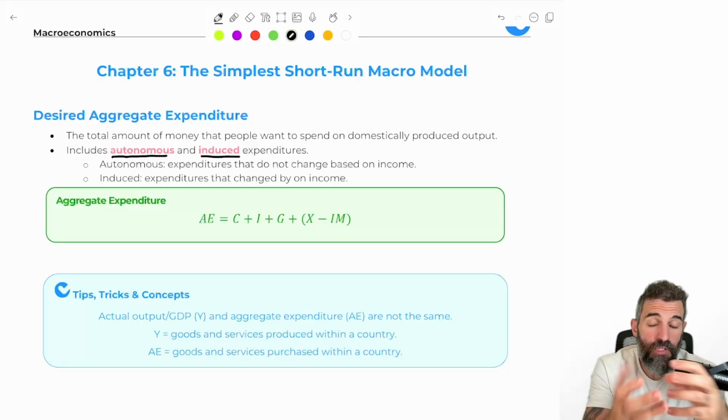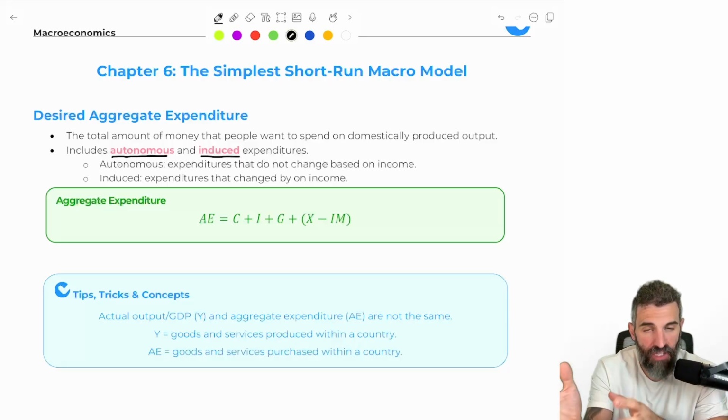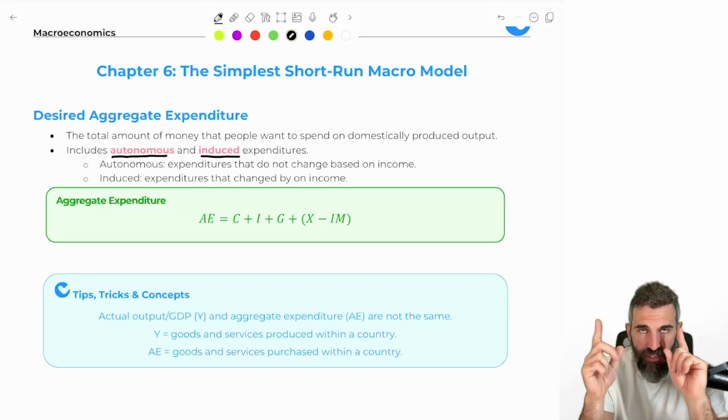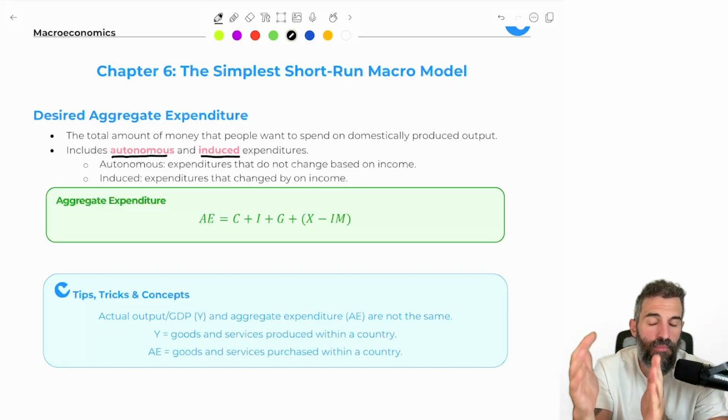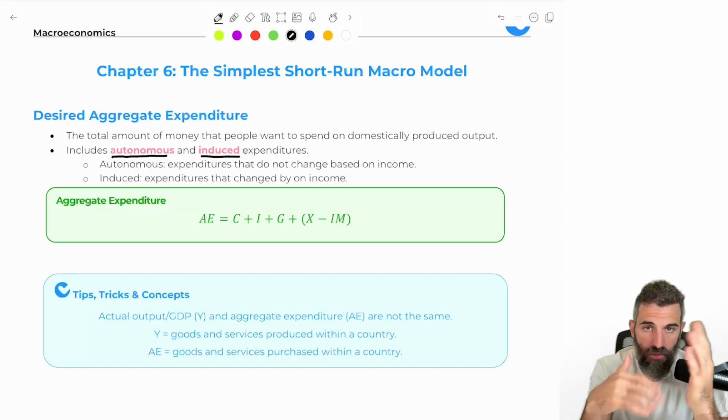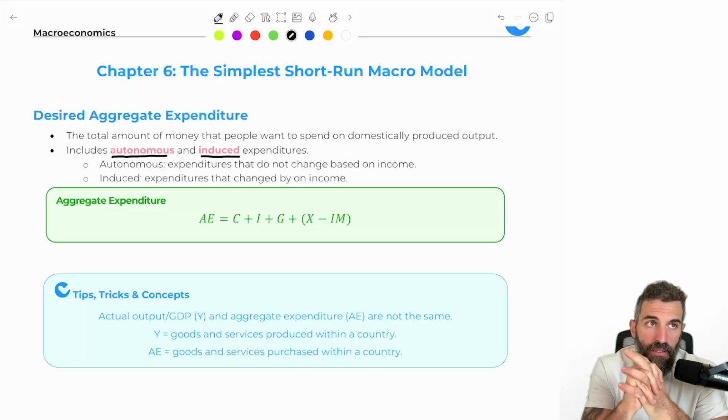Induced expenditures are expenditures that are tied to your income, that increase as your income increases and decrease as your income decreases. Why I called those variable before. So think of autonomous as fixed. If you're thinking of this in a linear fashion, autonomous is fixed. It'll stay the same regardless of your income, and it'll be there even if your income is zero. Induced is variable. If you were to draw this as a line, and we'll see that, it would be the slope.